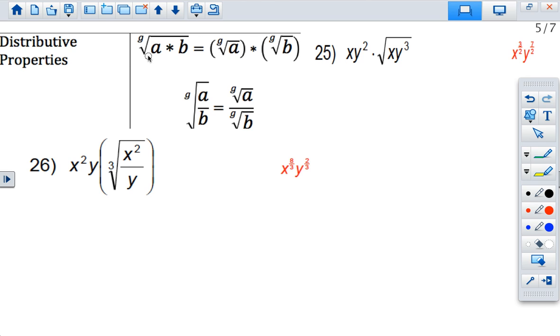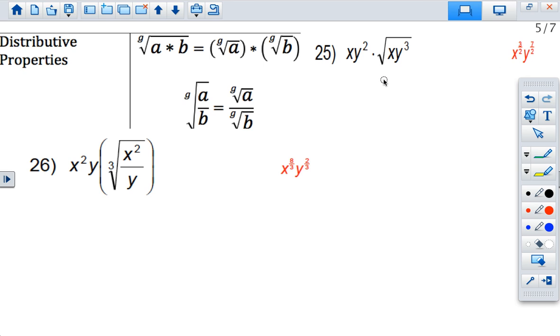The distributive properties of exponents. This can take a couple different forms. If you have a root and you're multiplying under the root, you can separate those, where you see how we just took the g and we have g root of a times g root of b. You can do the same thing even if you're dividing in the root. You can separate them. So let's look at problem 25. This is the answer. Let's see how we got this answer.